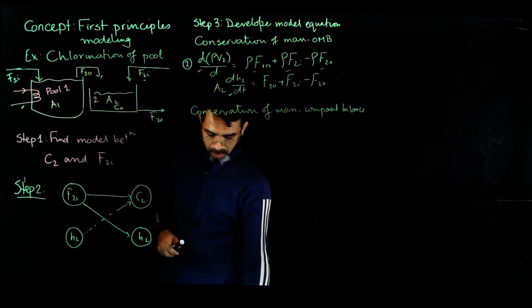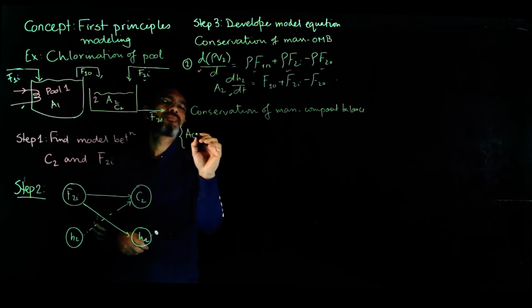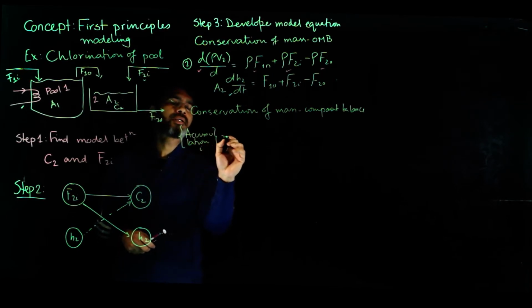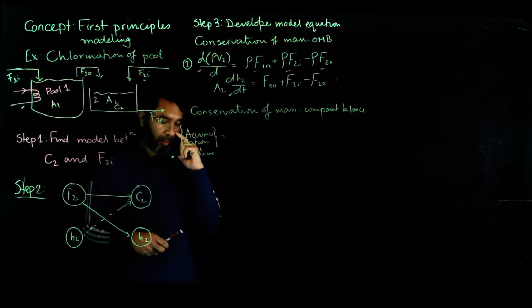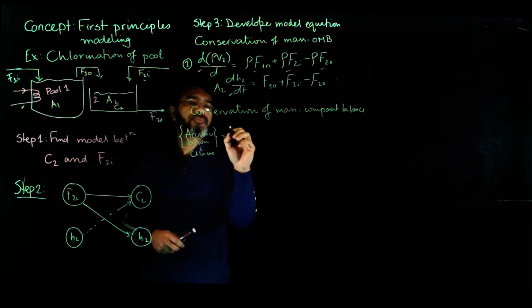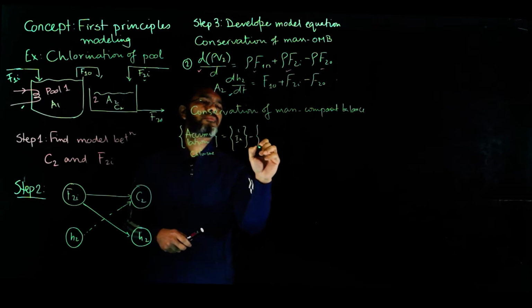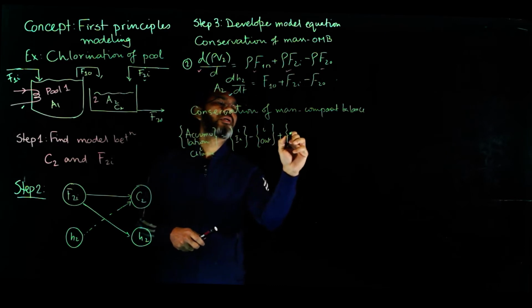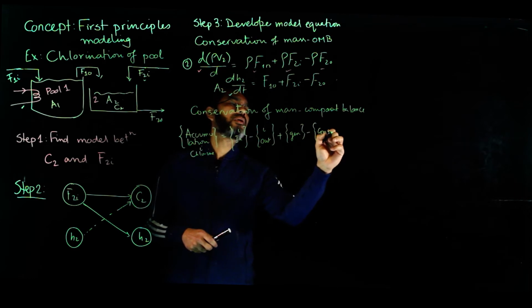So the component balance equation can be again accumulation of definitely I, any component. So for our case, it's chlorine. And it will be I in, I out, generation, consumption.